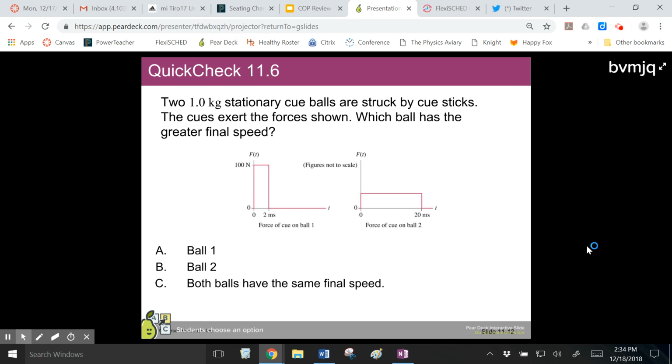Two 1 kilogram stationary cue balls are struck by cue sticks. The cues exert the forces shown. Which ball has the greater final speed? Now, the thing that's missing on here for no good reason is the axis value. This should say 10 newtons here on the second graph. See if that helps your answer.